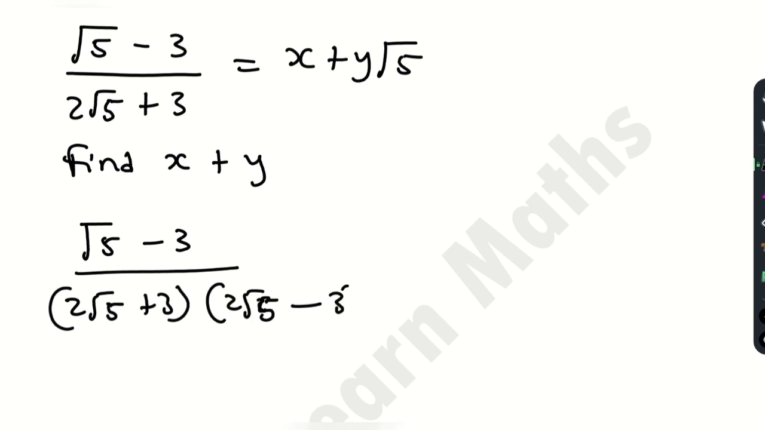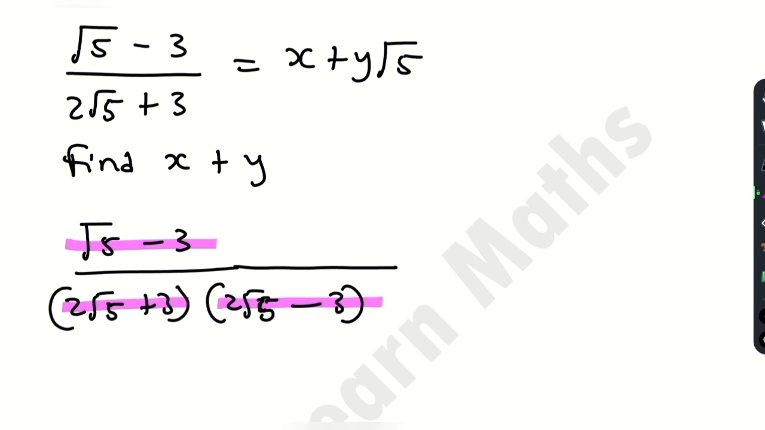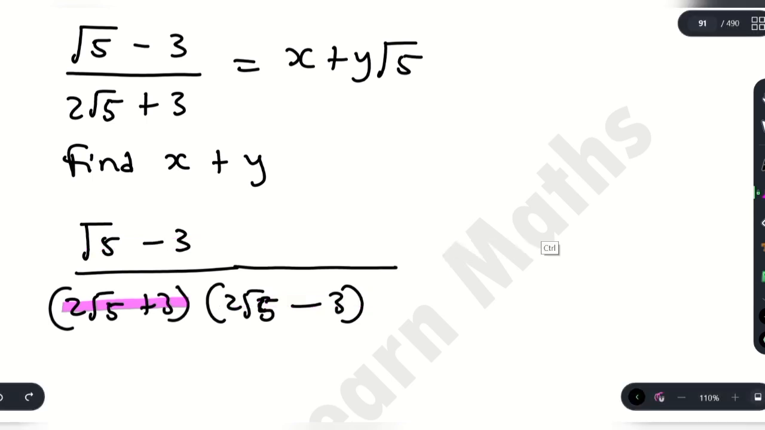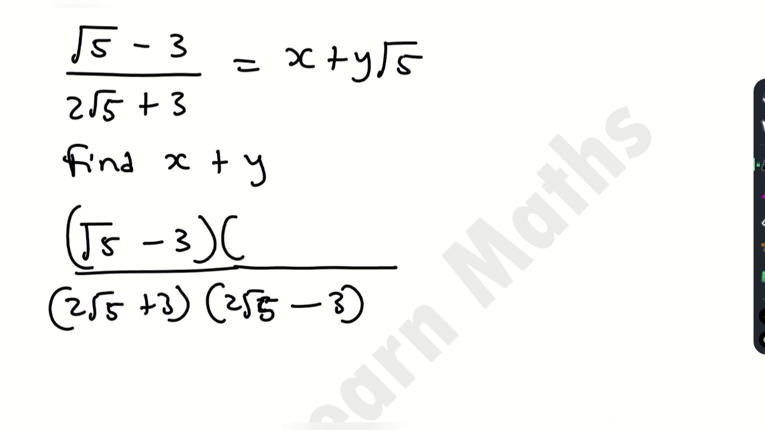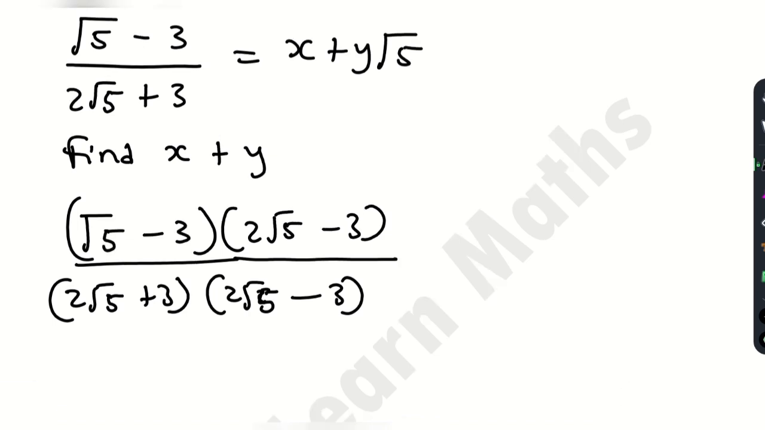So minus 3. Now you cannot just multiply the denominator by its conjugate without doing the same thing to the numerator. So whatever we have multiplied to the denominator, we must do the same thing to the numerator. So what am I going to write now? I'm going to write this in brackets again. I have 2 root 5 minus 3. Let me rewrite this well. So let's move on now.